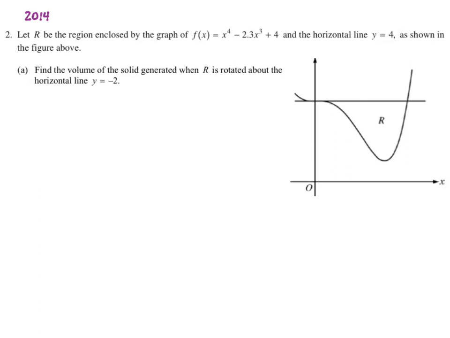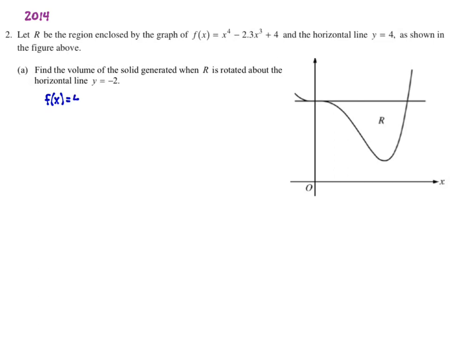It says, let R be the region enclosed by the graph f of x and the horizontal line y equals 4, as shown in the figure above. And in part A, it says, find the volume of the solid generated when R is rotated about the horizontal line. So no, hey, just find the area between the two curves. Nope, we're going to jump right into revolutions here. Anyways, it says that it's revolving around the horizontal line y equals -2.